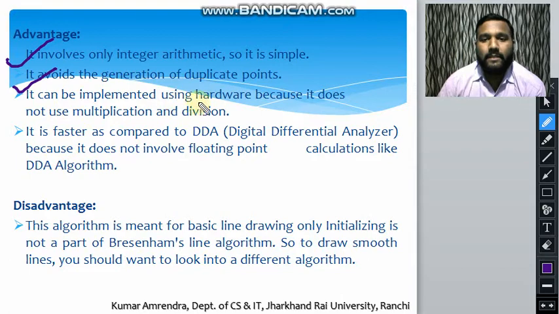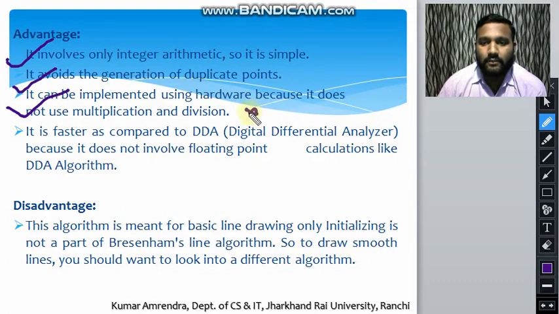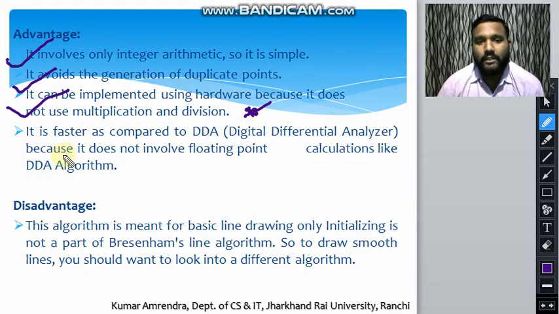So it can be implemented using hardware because it does not use multiplication and division. Yes, this was the disadvantage of the DDA line drawing algorithm. So it is faster as compared to DDA because it does not involve floating point calculation like the DDA algorithm. Here we do not use any floating point number, so it is a fast algorithm.